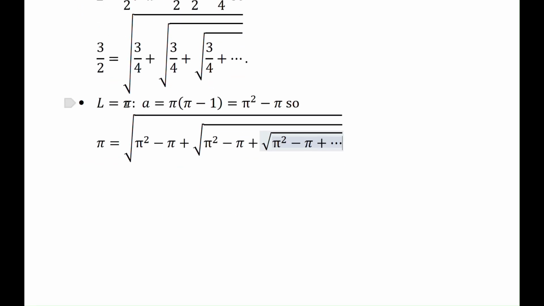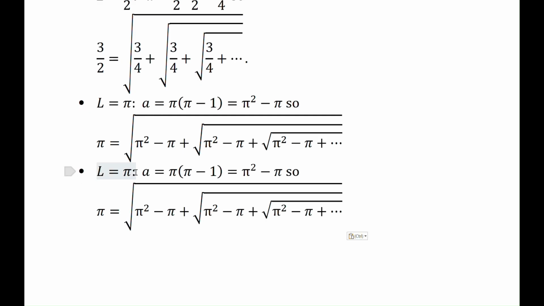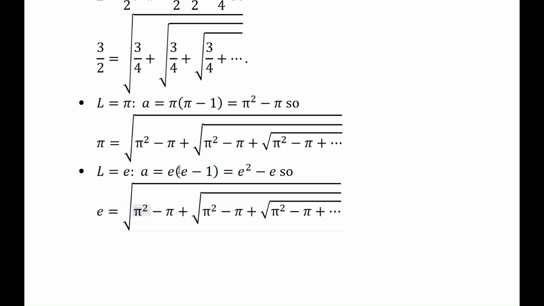And I could do this with, if I say replaced all the pi's with e's, I would get a similar expression. So if L is equal to e, then A is e times e minus 1, which is e squared minus e. So e is the square root of e squared minus e plus the square root of yada, yada, yada. That's kind of cool. I could do this with, say, root 2 if I replaced all the e's with root 2's. But I think you get the idea.